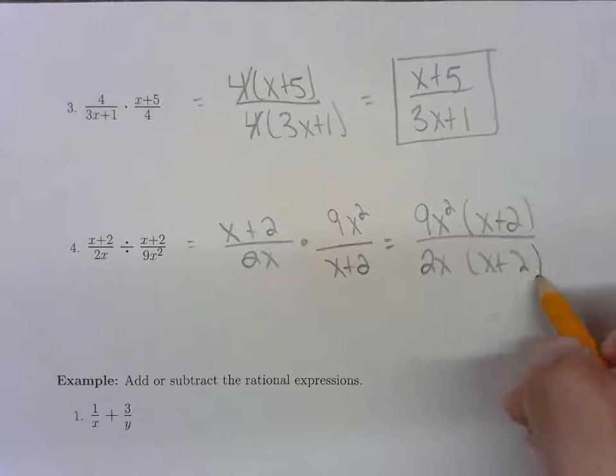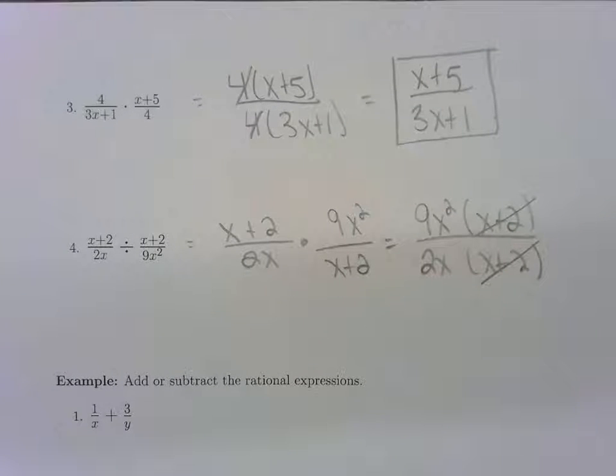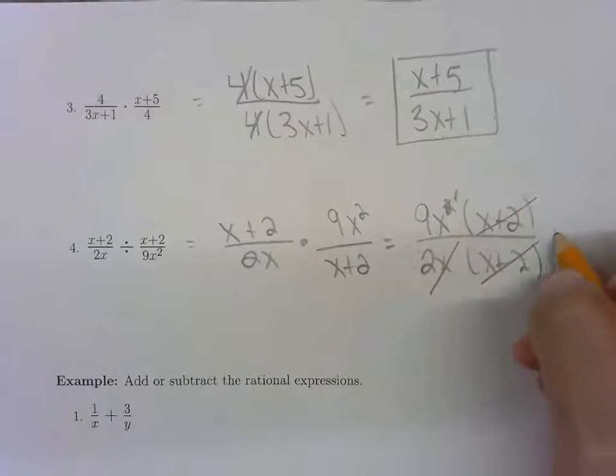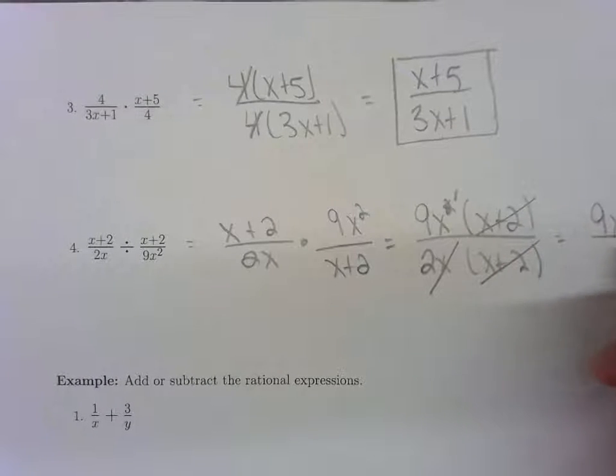Okay, so now we have expressions here that we can cancel. The 9 and the 2 we can't. We could take this x away. This would become 1 here. So we'd be left with 9x over 2.